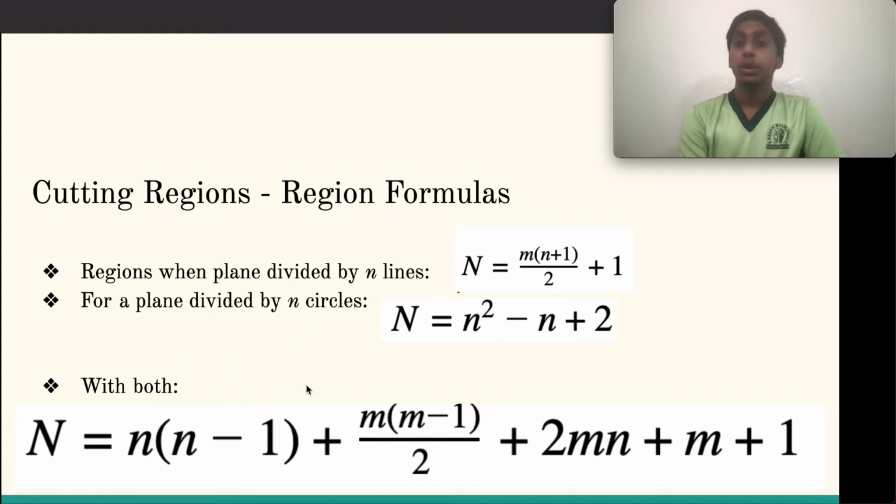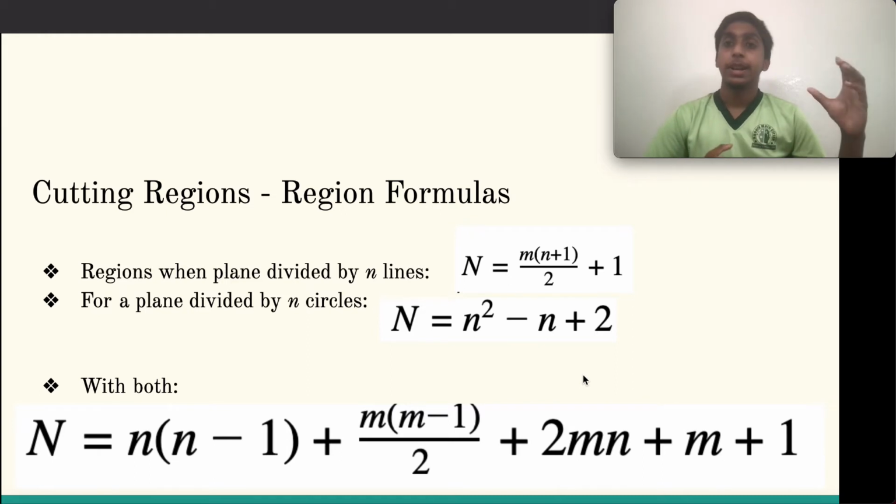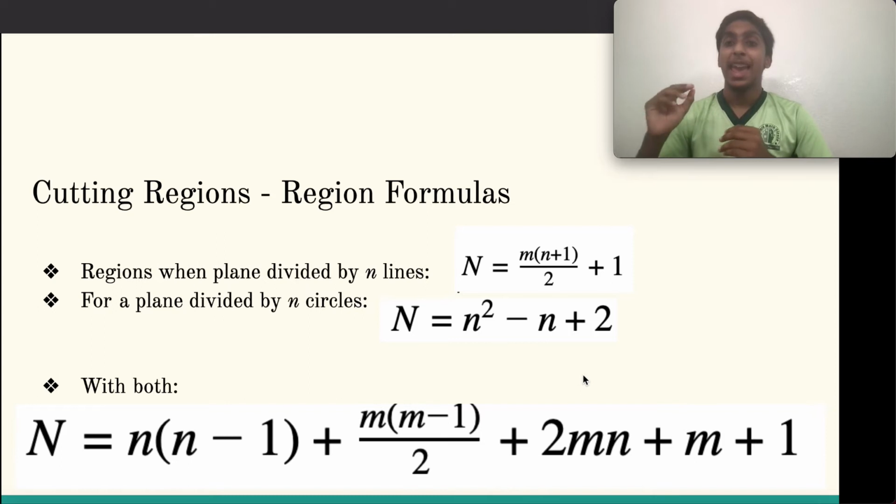Now, if you have both, your n is equal to the number of circles, and m is equal to your number of lines. So it would be n times (n minus 1) plus m times (m plus 1) over 2 plus 2mn plus 1. Basically, first we dealt with only lines, then with circles only, and then we combined them to find, if I have this many lines and this many circles, how many regions are going to be formed. And you want to keep your variables straight. Usually when n is by itself, it can be lines or circles, so sometimes they'll say n lines or n circles. But when they're together, it's going to be m lines and n circles.